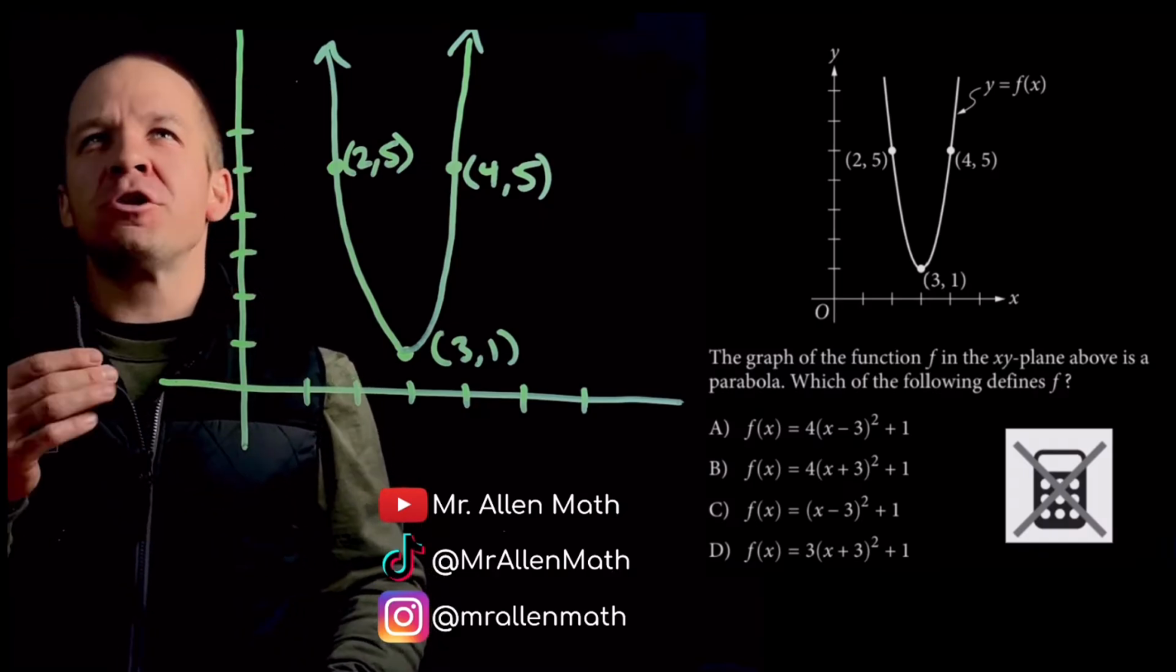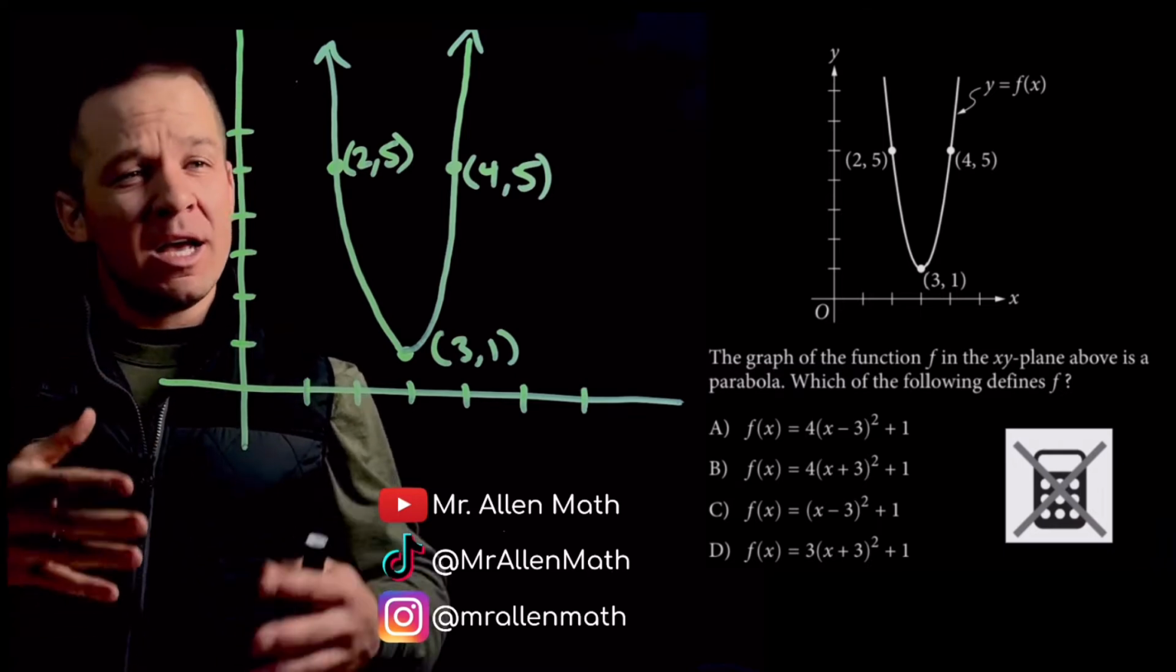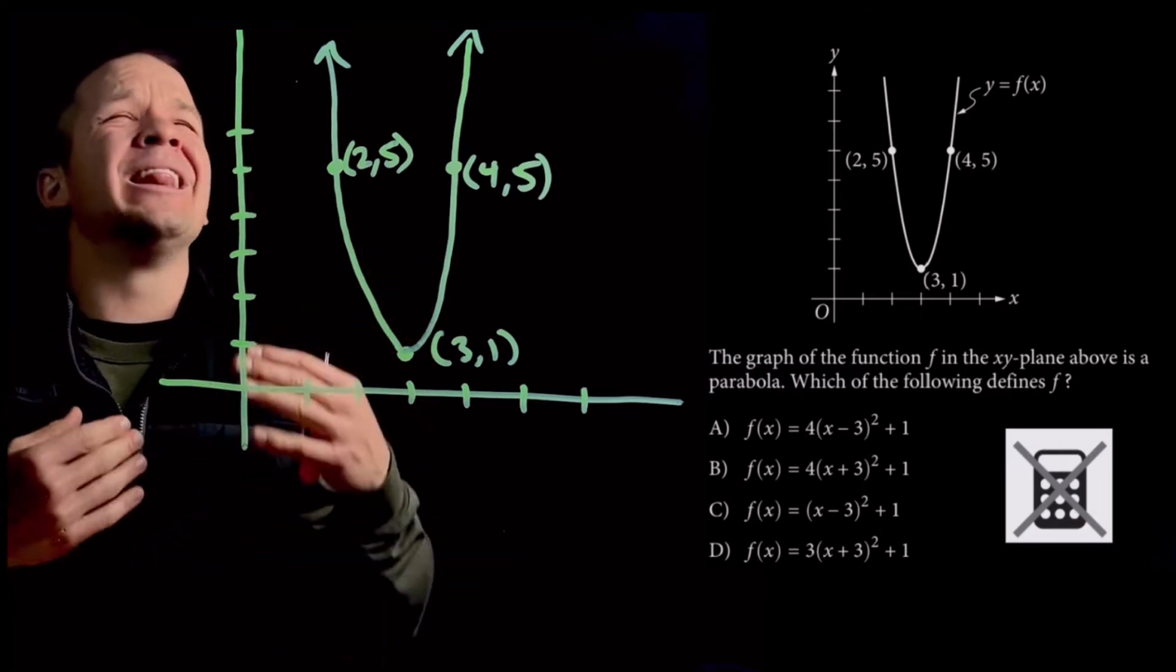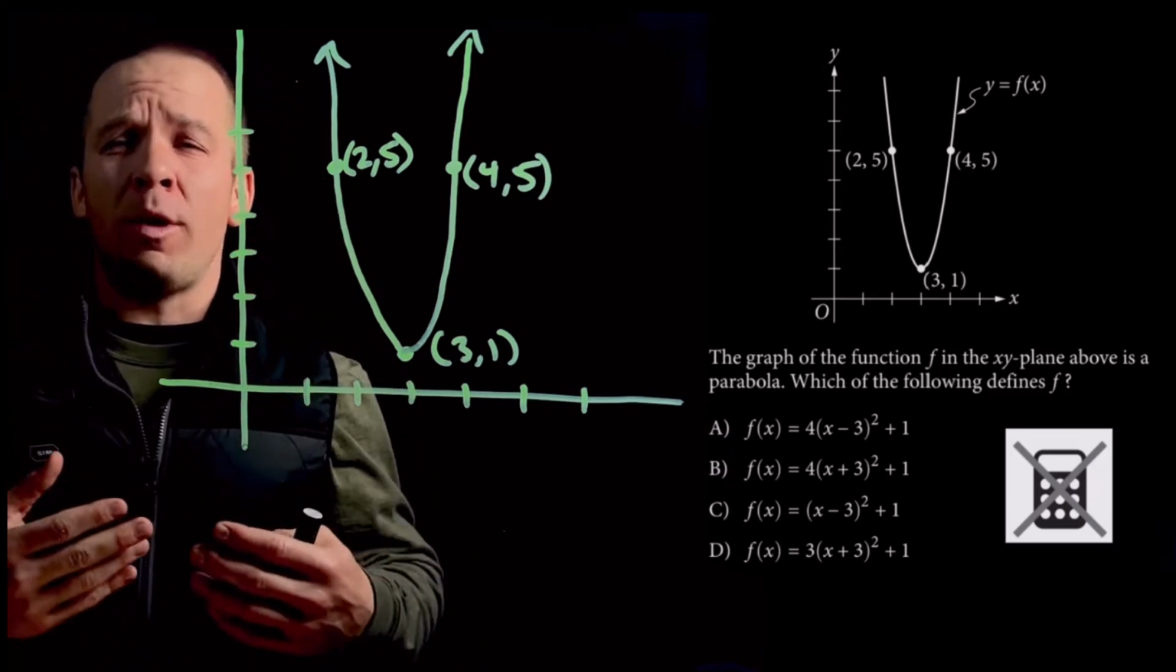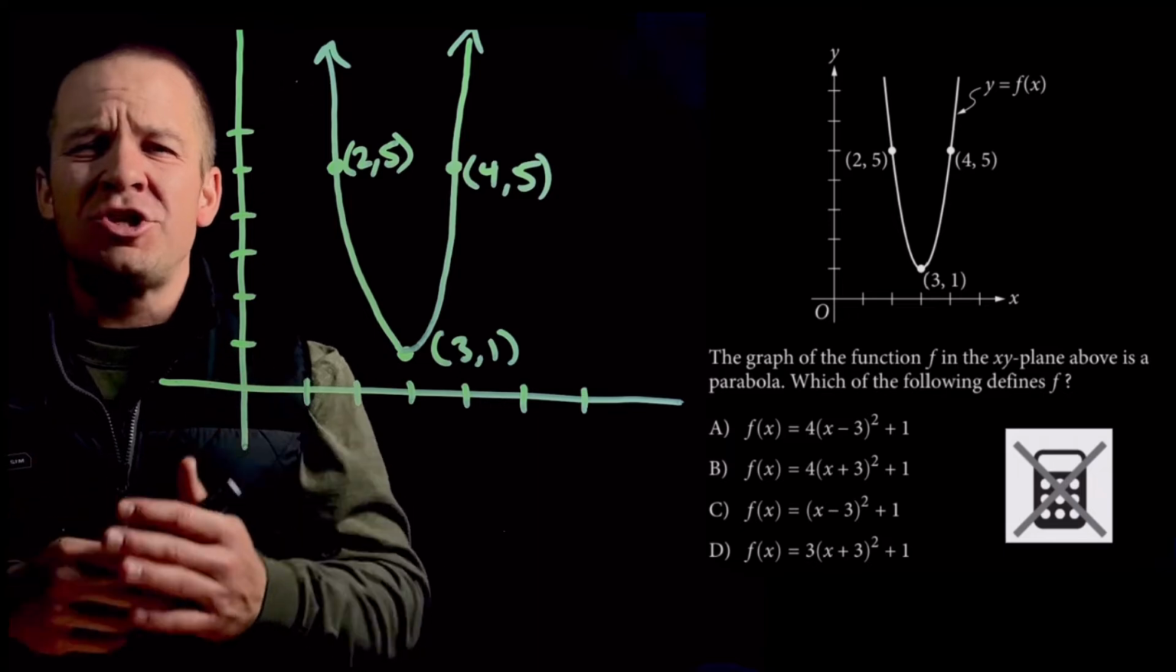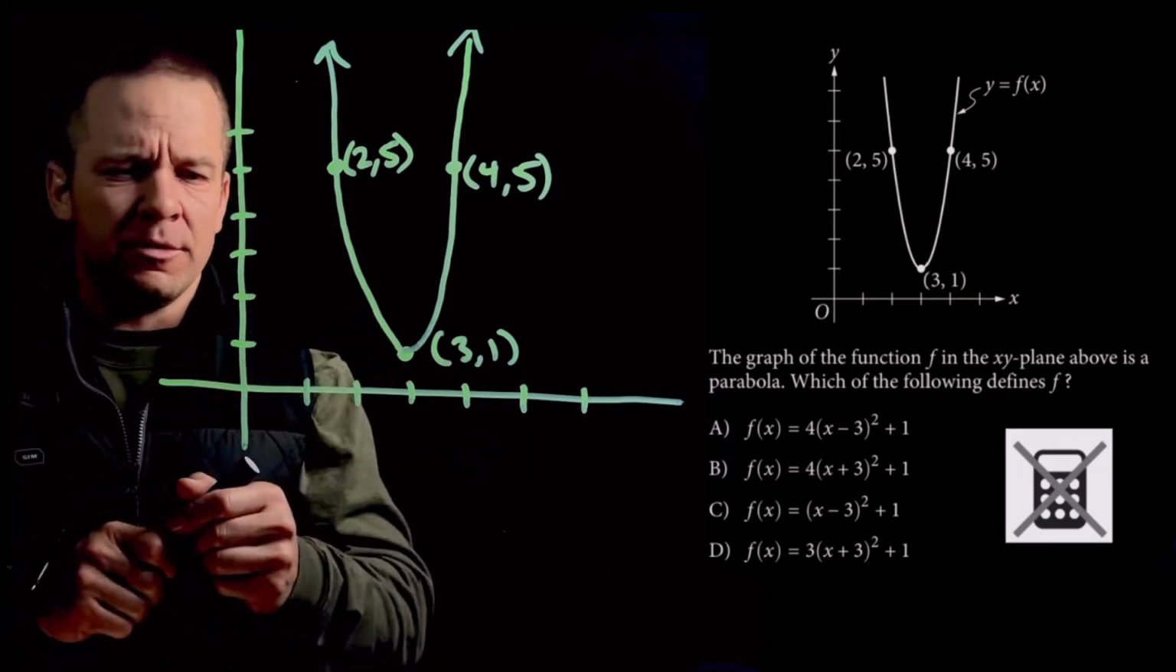So the graph of the function f in the xy plane above is a parabola. I love me some parabolas, bro. I love parabolas. I live for them. All right, which of the following defines f? Well, all these equations here are in vertex form. So let's jot down that vertex form with our variables.